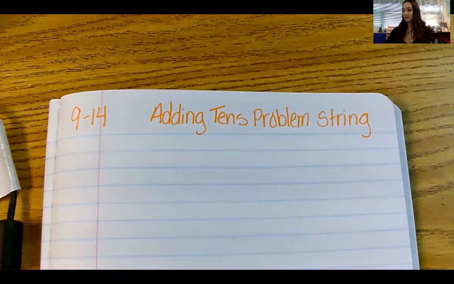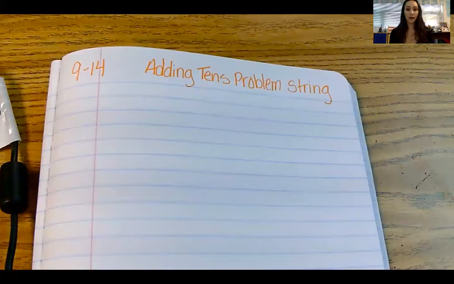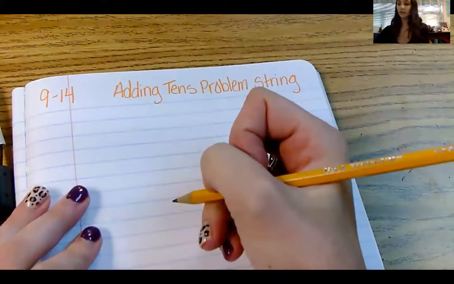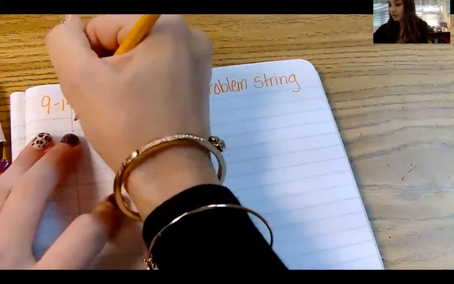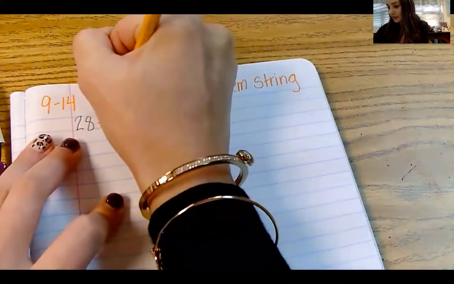If you are ready, we are going to start with our first problem string. So a problem string is just a way for us to solve addition problems with many strategies. So it's really important for you to know that there is not just one way to solve a problem. There are many ways to solve a problem. So the first equation that we are going to do today is 28 plus 10.